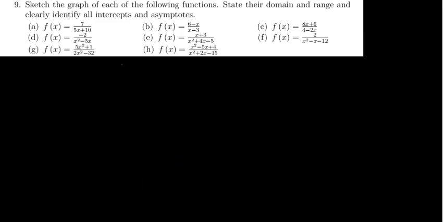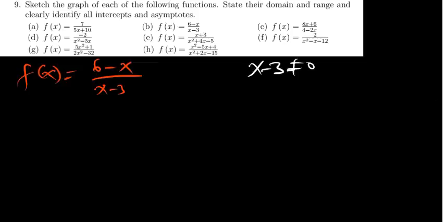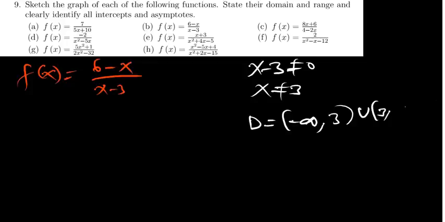do part B. So for part B, we have f of x equal to 6 minus x divided by x minus 3. Once again, to find the domain, we have to get x minus 3 not equal to 0, x not equal to 3, meaning that my domain will be from -infinity to 3 but not included, union from 3 to +infinity not included. I can say x is such that x is not equal to 3, x is a member of all real numbers. That is my domain.